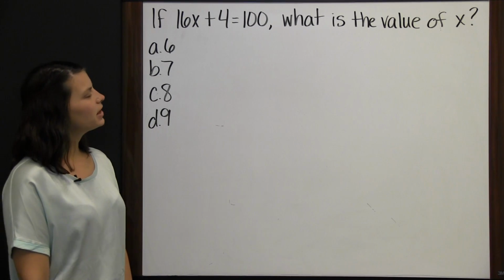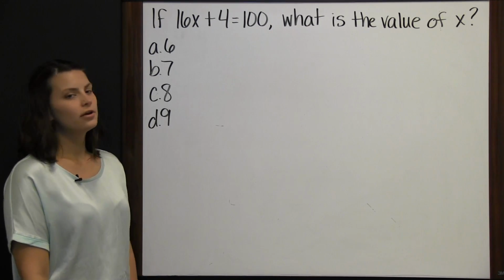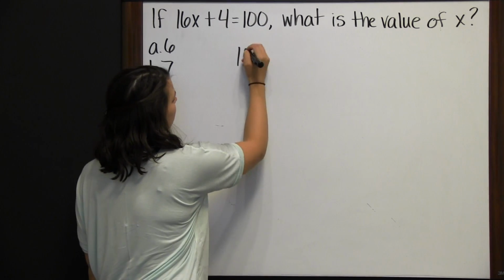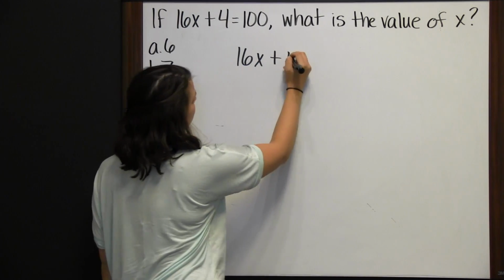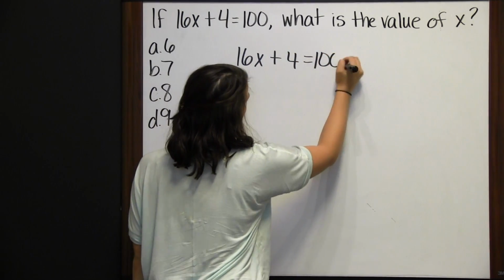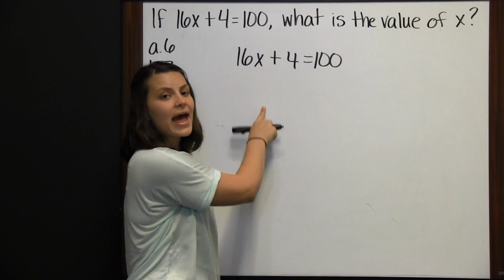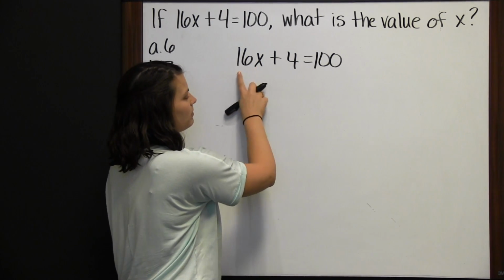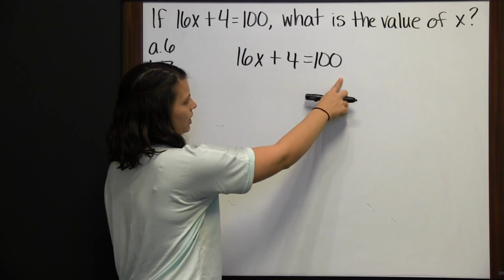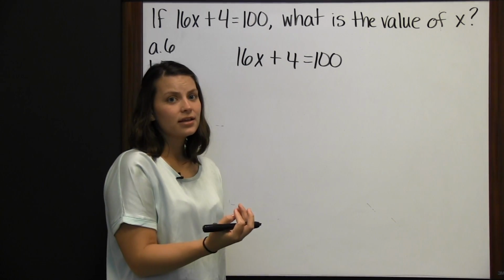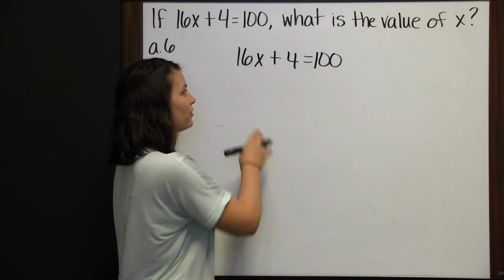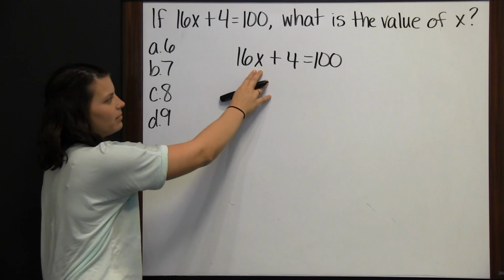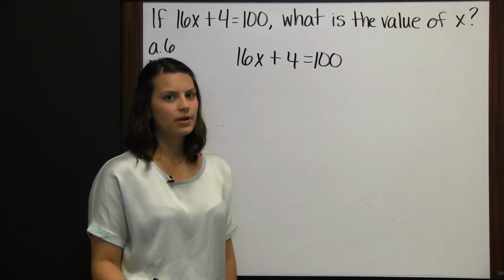If 16x plus 4 equals 100, what is the value of x? I'm going to start by writing this problem again. So our goal is to find out what x is. That means our goal is to find out what number would make this equation true. And we could guess a bunch of numbers until we found the right answer, or we could take these 4 answers and plug them in until we found the number that would make this equation true.